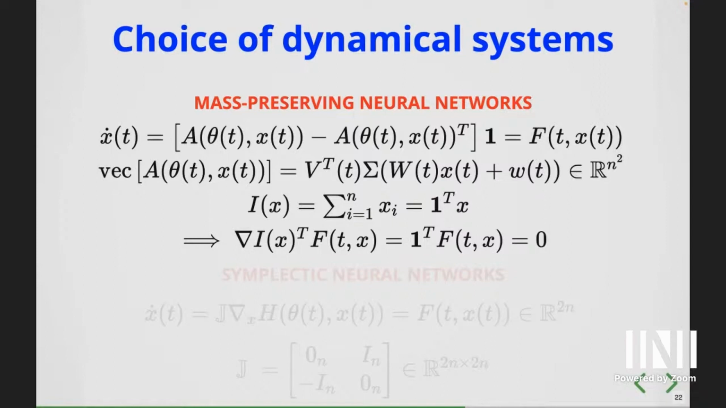And what we did is to model the skew-symmetric matrix valued function by the reshaping of a certain vector valued neural network, which is this one here. I set n squared here in terms of entries just for simplicity, but of course you can just model the upper triangular part and everything. It's more efficient.